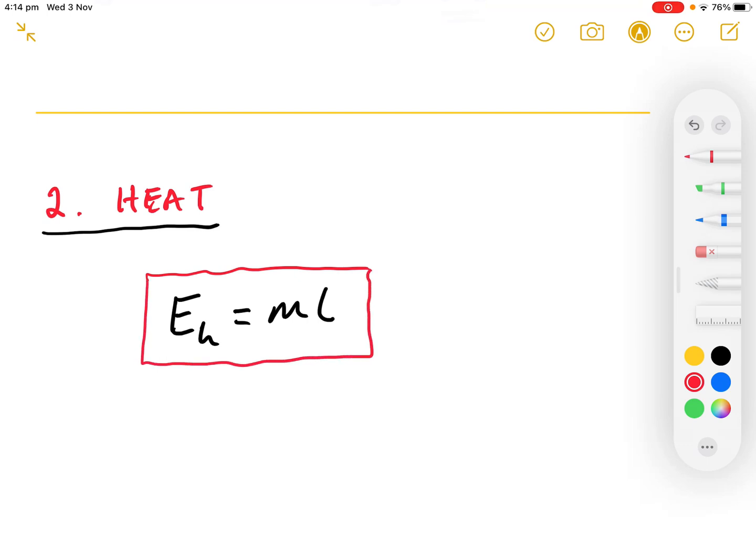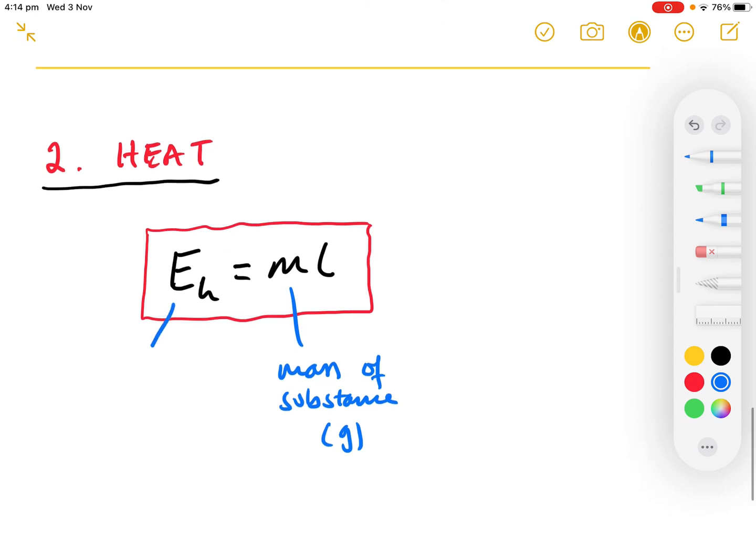So let's just clarify what everything means here. So that is the mass of the substance that we're talking about. Now in our course that's going to be in grams. Okay. Later on, further up the school, all your masses will be in kilograms, but to keep things a little bit simpler, we're measuring the mass in grams.